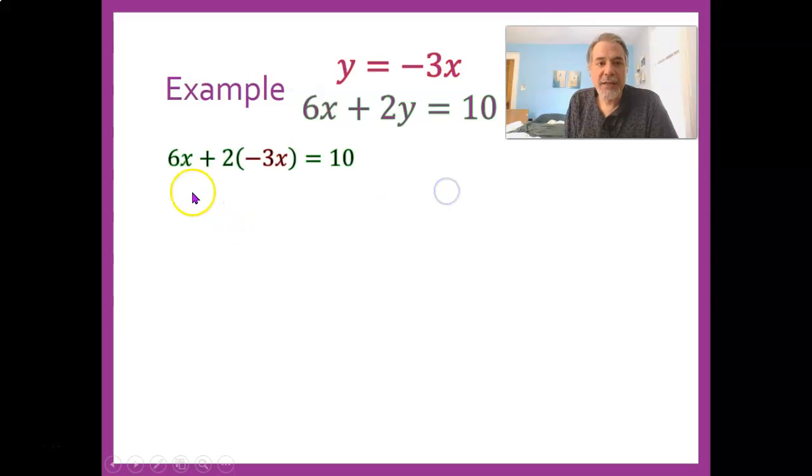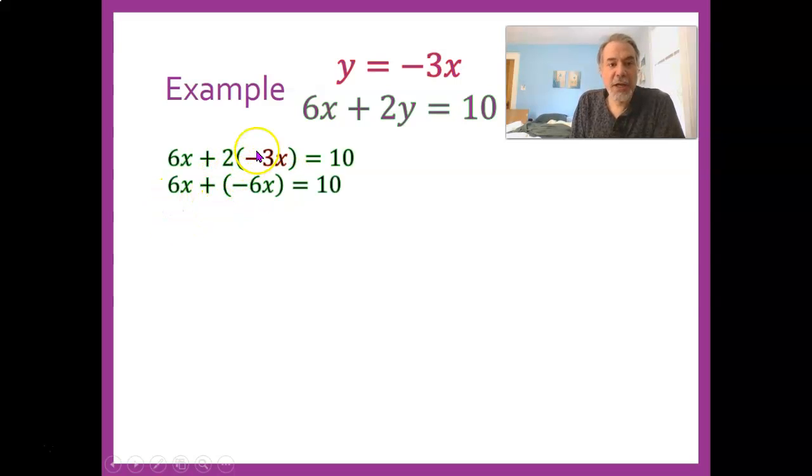So when I do that, that other equation becomes 6x plus 2 times negative 3x equals 10. Now if I multiply that out, that would be 6x plus negative 6x equals 10. And when I add together 6x plus negative 6x, that adds up to 0x, or just 0. 0 times x would be 0. So I got 0 equals 10.